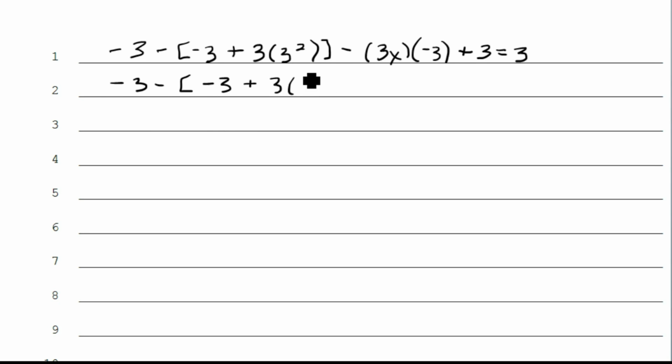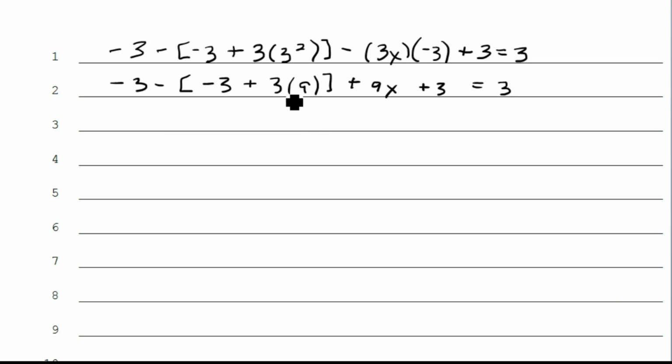Plus 3 times 3 squared is 9. Minus, and here we have a 3x times a minus 3. They'll make minus 9x. And this minus here would make it into a positive 9x. Plus 3 equals 3. And go through it again and see what you can do.